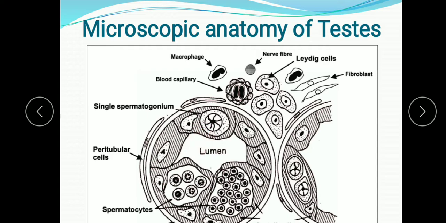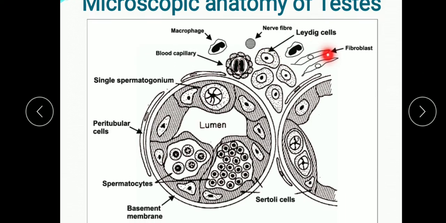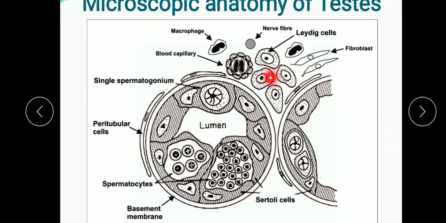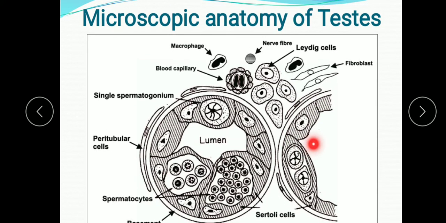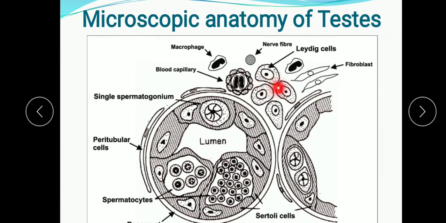Now next we will see the Leydig cells, which we call the interstitial cells also. These are small rounded cells placed in small groups and scattered between the seminiferous tubules. You can see this is one seminiferous tubule and this is another seminiferous tubule. The growth of these cells is promoted by ICSH, that is interstitial cell stimulating hormone, from the pituitary gland. These cells produce the male hormone, testosterone.